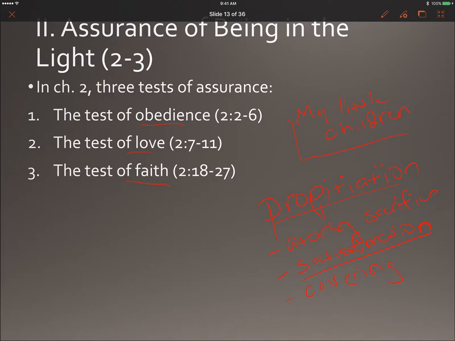He says in verse 19, they went out from us, but they were not of us. For if they had been of us, they would have continued with us. But they went out that they might be made manifest that none of them were of us. Okay. So they were not of the believers. Somehow they had been wearing the mask. They had been acting the part, playing the role of the Christian, but they left.